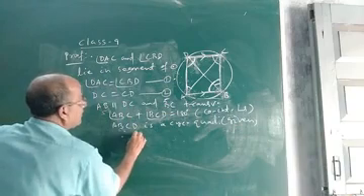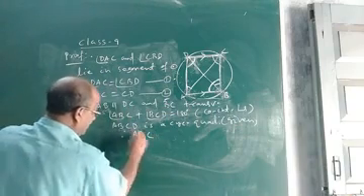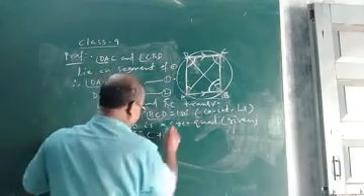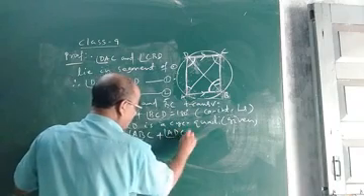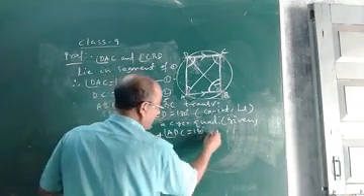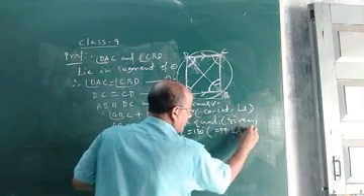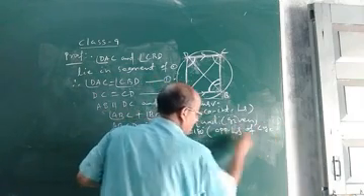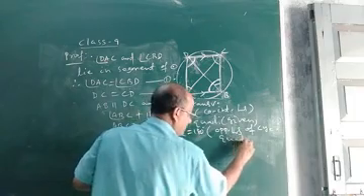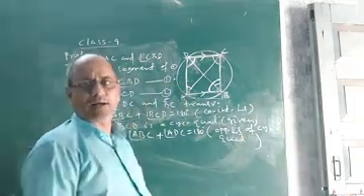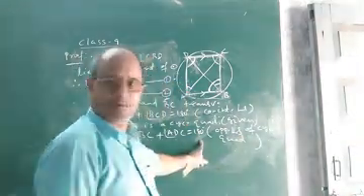Therefore, angle ABC plus angle ADC will be 180 degrees. Why? What is the reason? Since opposite angles of a cyclic quadrilateral are supplementary, so their sum will be 180.